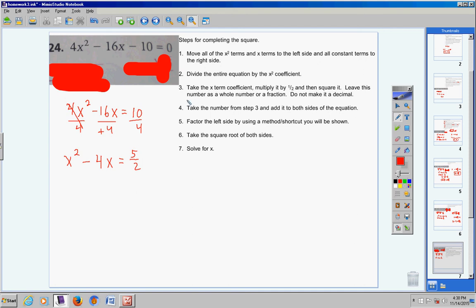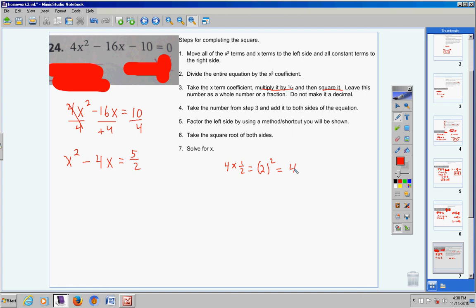Now, step 3. Take the x term coefficient, 4, multiply it by 1/2, and then square it. So my x term coefficient is 4. If you want to use negative 4, that's fine. Multiply it by 1/2, that would give you a 2. And then square that answer, and you will get 4. Okay? So step 3 is done. I've done all the stuff they asked me to do to the x coefficient, and I got 4.